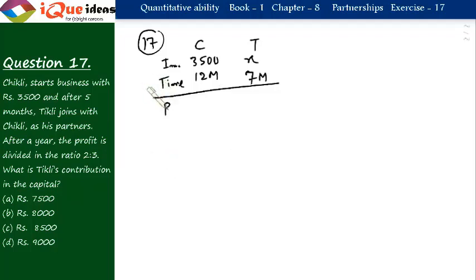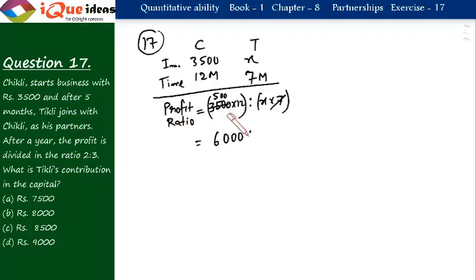Alright. Now the profit ratio. How do you calculate profit ratio? You multiply the investment and time for each person and take the ratio. So 3,500 into 12 is to X into 7. Now 7 cancels 3,500 500 times. So 500 into 12, that is 6,000, is to X. This is the ratio of profit.